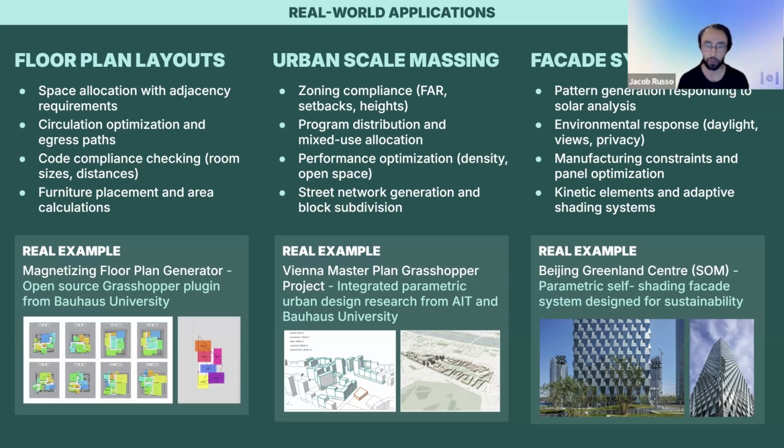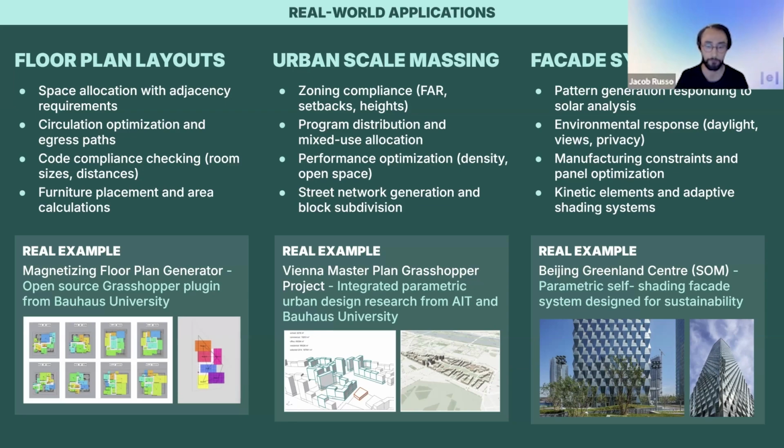So there's a particular example here from one plugin that's available on Food for Rhino. It's called Magnetizing Floor Plan Generator. It's an open source Grasshopper plugin from the Bauhaus University in Germany. So this demonstrates that these workflows are more proven and production ready. So you can start to experiment with some of those and also use them as a jumping off point to create some custom solutions.